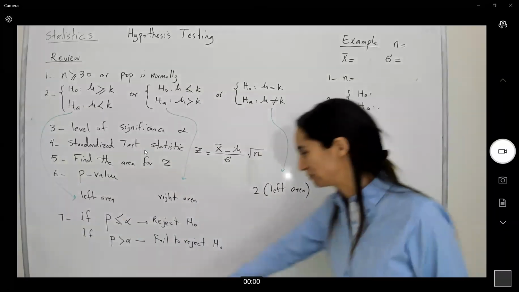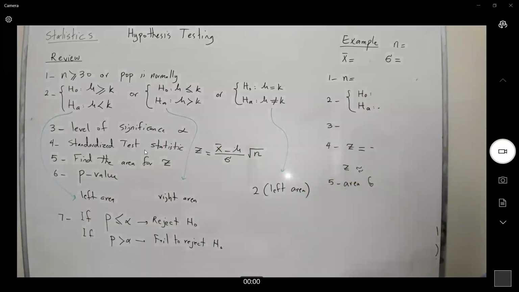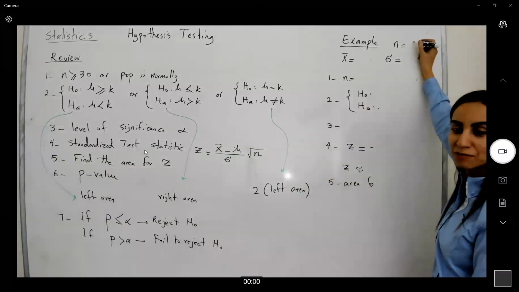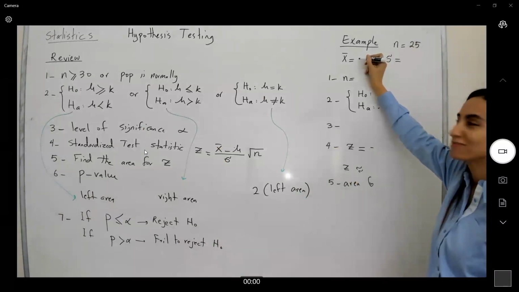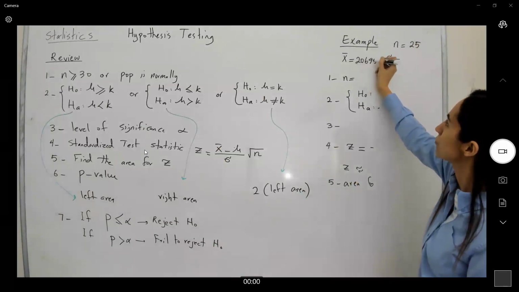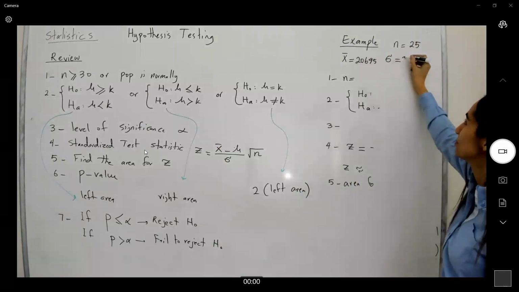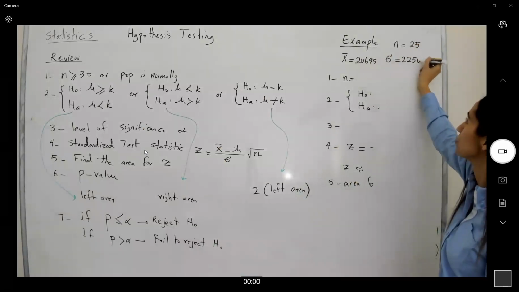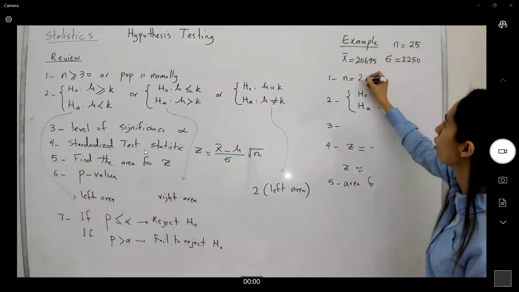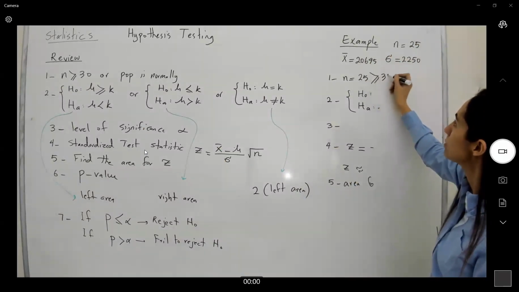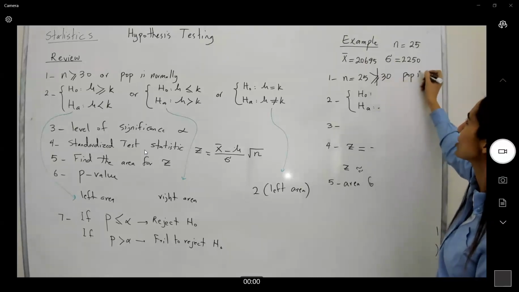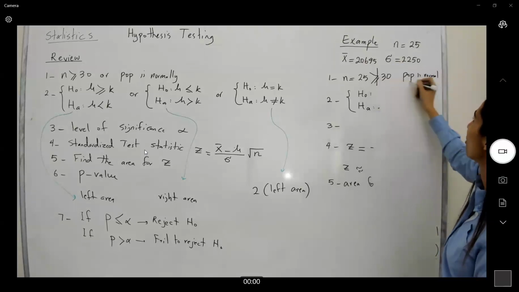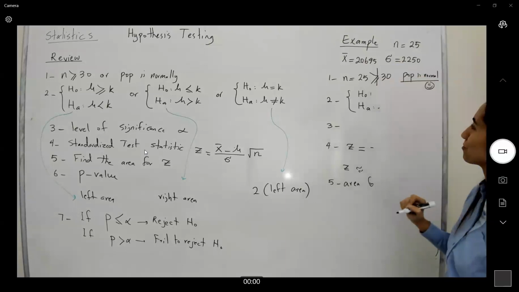So what is our n? n is 25. What is our x bar? 20,695. What is your sigma? It is 2,250. What is your n? n is 25. Is it greater than or equal to 30? No, but it's a normal distribution. Very good. The population is normal, so we're happy about that.